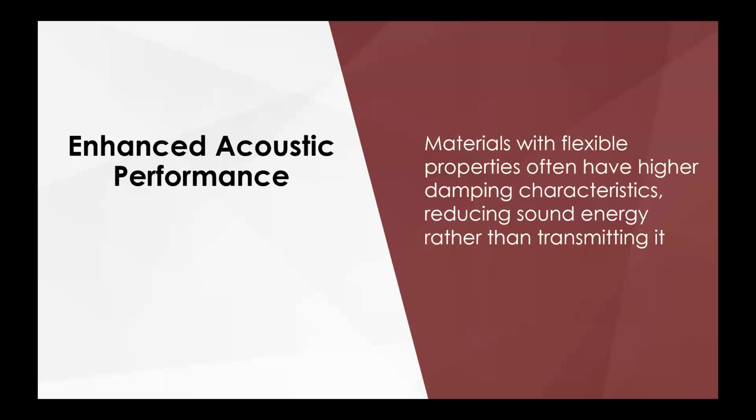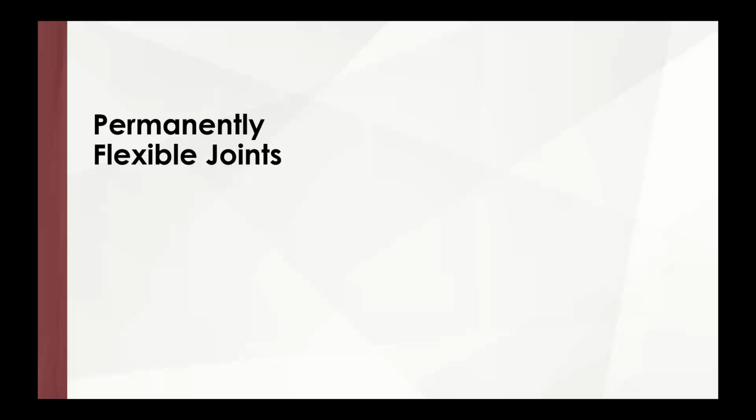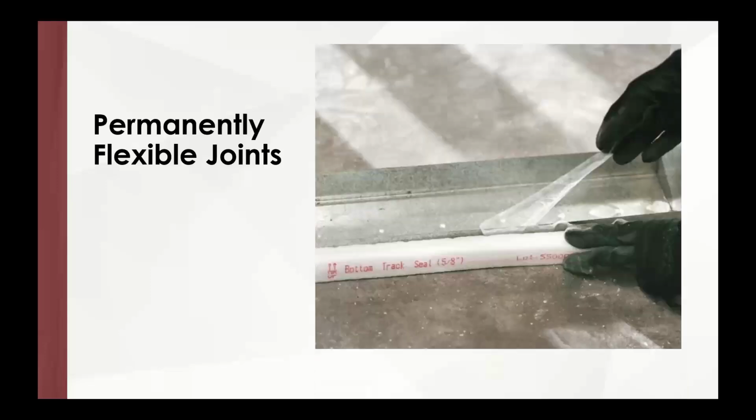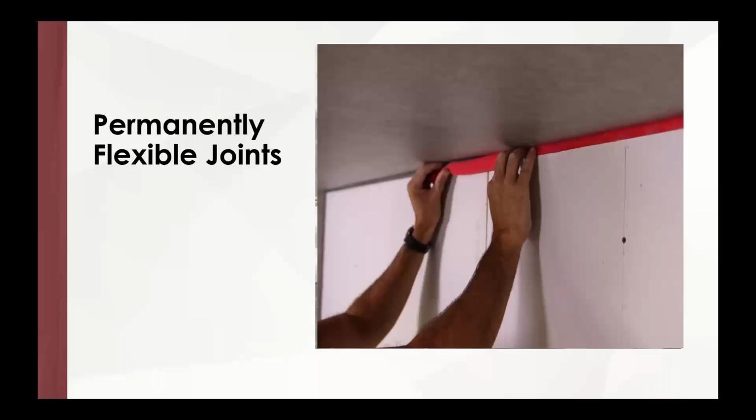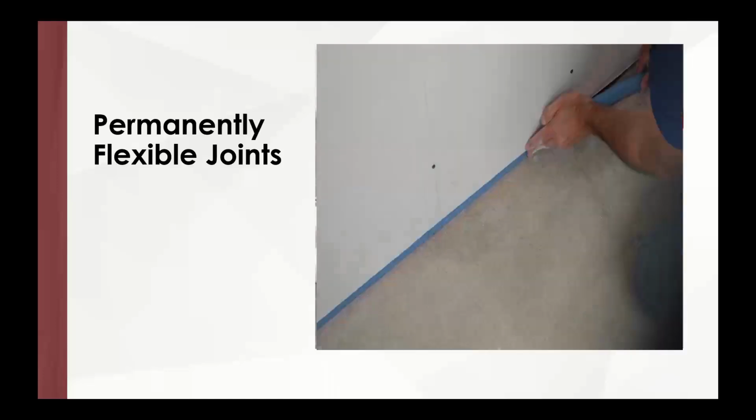Okay, enhance acoustic performance. Let's talk about some materials that can enhance that flexibility in the joints. There's a lot of different brands out there. This is a flexible foam that you could install. You're going to directly attach it right to the track, and then when the drywall goes over it, it's going to maintain that flexibility. Comes in different colors. Some of them are fire rated and sound rated. Some are just sound rated. So look into those. These are just different ways to do it, so that flexibility will stay for the life of the assembly.